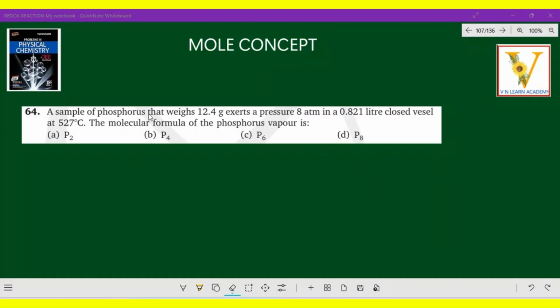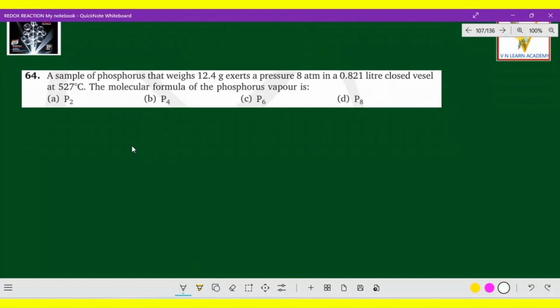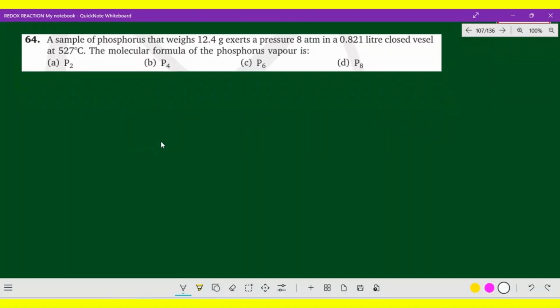Here, a sample of phosphorus that weighs 12.4 gram exerts a pressure of 8 atmospheres in a 0.821 liter closed vessel at 527 degrees Celsius. What is the molecular formula of the phosphorus? Actually, here also they are asking about the formula, the molecular formula only. Okay, come on. But here, what have they given?